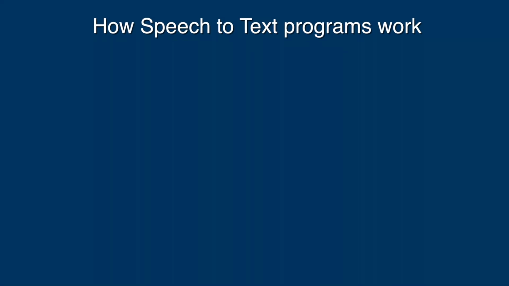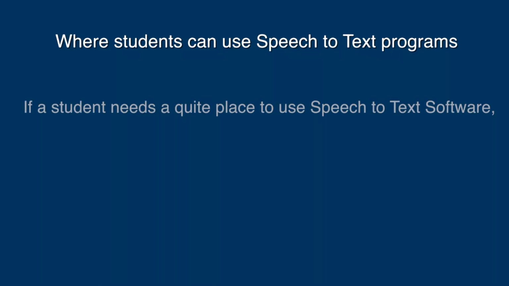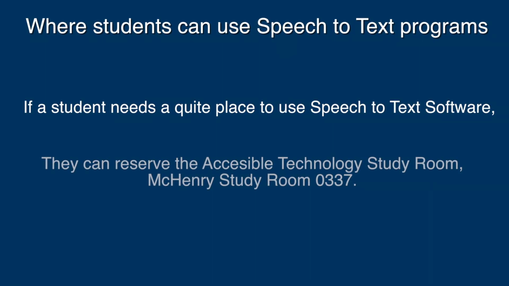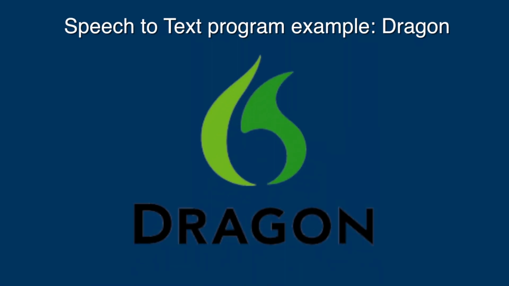A speech-to-text program recognizes all things that are said and converts the text into a word processor. If students need a quiet place to utilize this type of software, they can reserve the Accessible Technology Study Room at McHenry, room 0337. Dragon is one of the most powerful speech-to-text softwares out there.